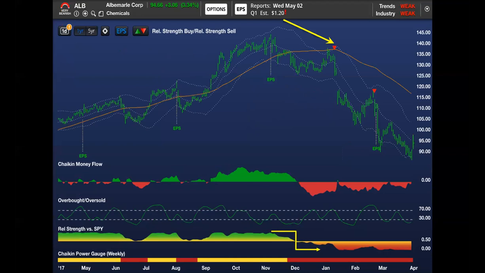Another example, chemical stock Albemarle in the S&P 500, bearish personality change here late in 2017. Institutions selling, you take that first sell signal, the relative strength sell. I actually made this my bearish stock of the week back in January. The stock was trading at 133, made its low recently at 88. 2 opportunities to trade it from the short side based on the relative strength sell signals. Very powerful signals with institutions selling the stock.